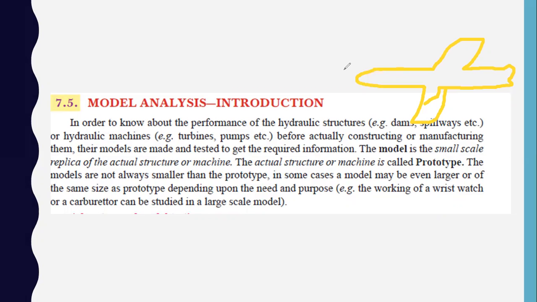So to reduce the cost, for example, if I want to produce a pump, first I have to model it and then analyze the flow inside the pump, and then we will go for the prototype. After that only I will go for the product. So that's the sequence. For that we must understand the model analysis and how to do the model analysis. So today we will discuss this.